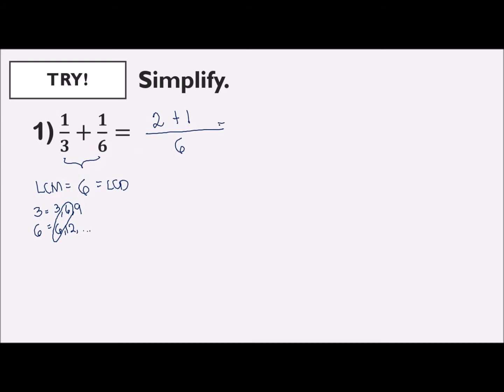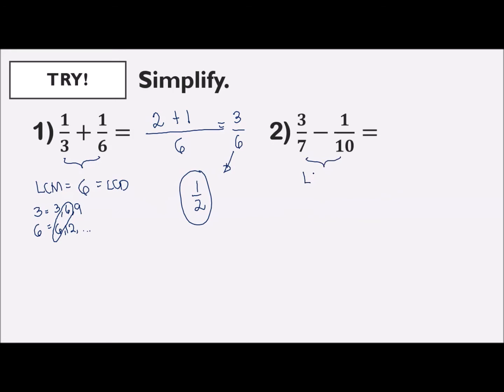Okay. And then, 2 plus 1, the answer here is 3 over 6. Na katumbas rin yan ng 1/2. So, ang sagot dito ay 1/2. Clear po ba? Okay. Next one. Paano naman pagka 3 over 7 minus 1 over 10? Kanina, nakuha na natin yan. LCM is 70. Or in short, ngayon, yan na yung LCD natin.